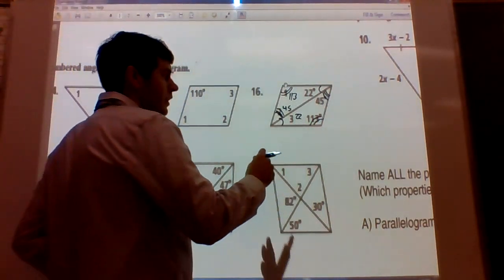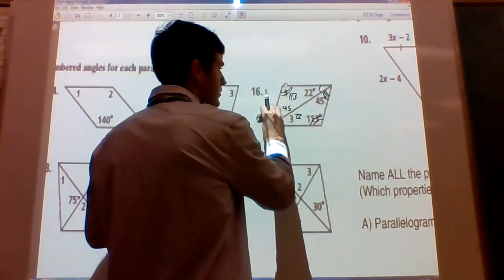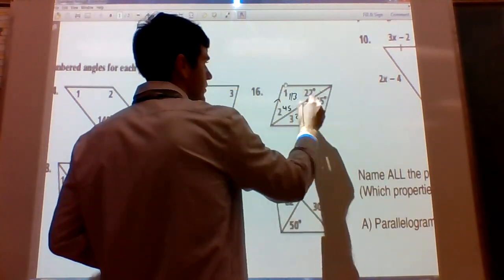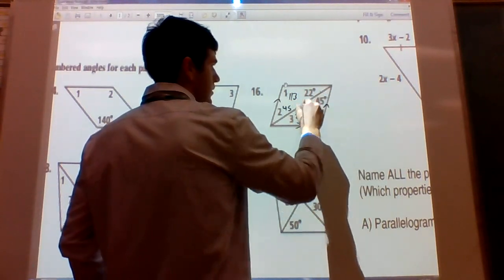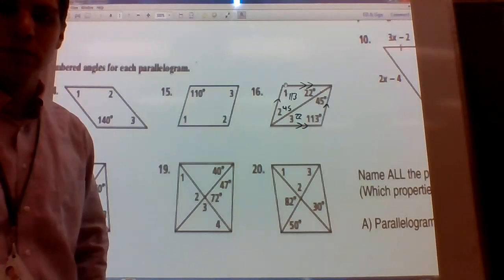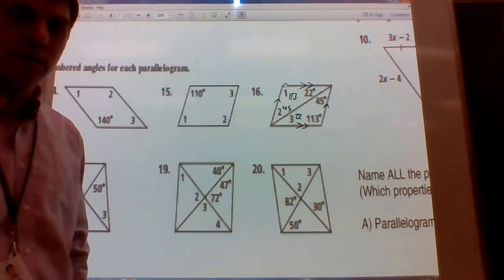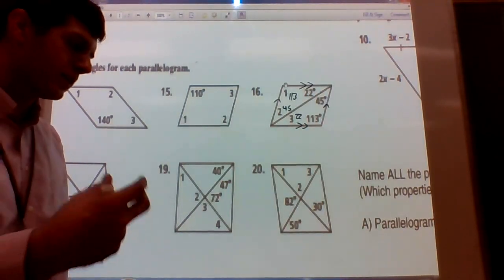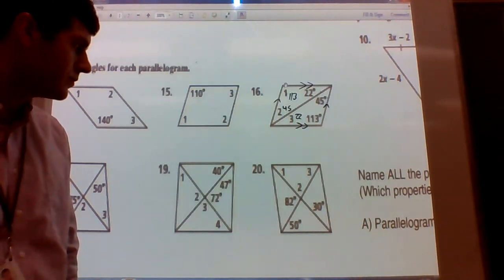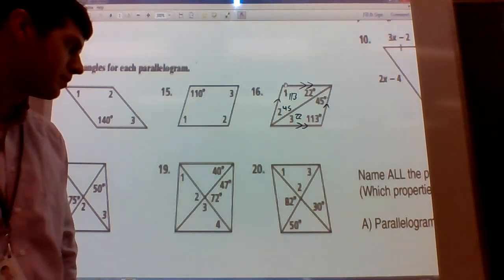Because we know in a parallelogram we have two pairs of parallel sides. So we know that since the lines are parallel, the alternate interior angles are going to be congruent, because the alternate interior angle theorem says if the lines are parallel, alternate interior angles are congruent. Number 20.